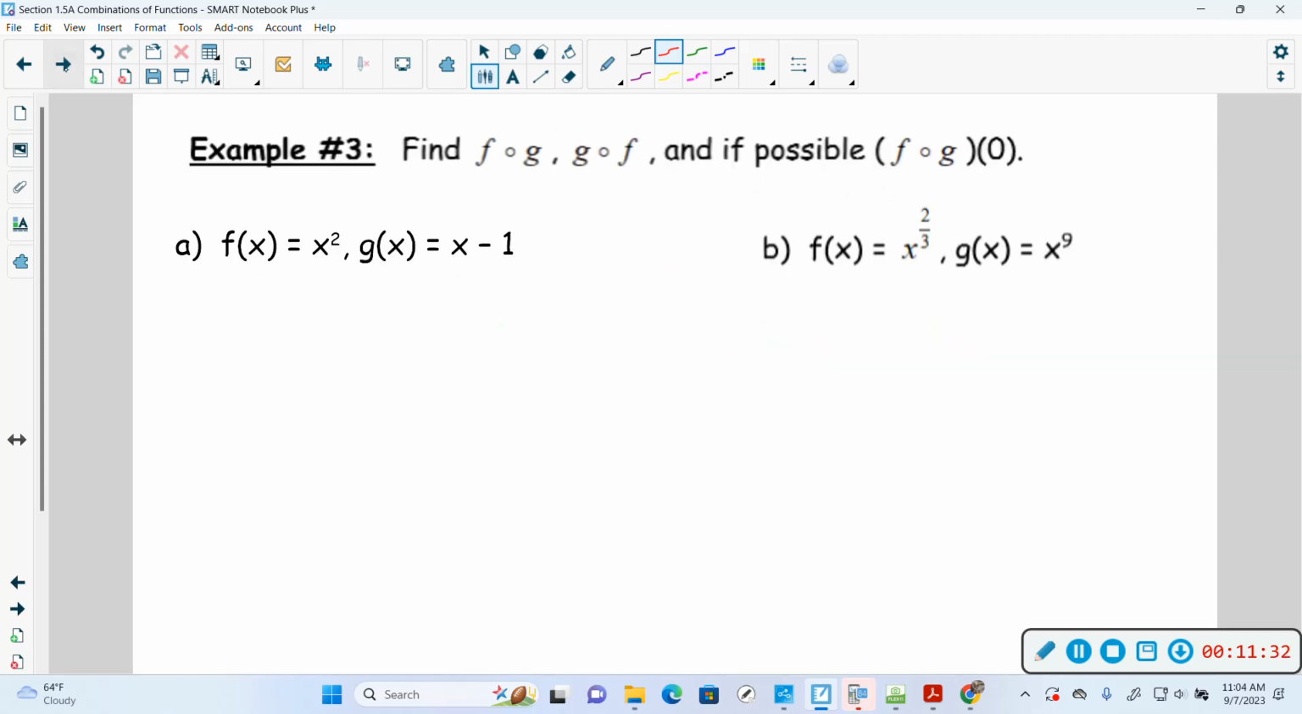So here we go. Find F of G. Great. G of F. G of F is 0. We've got to do all three. Well, let's start with F of G. Now remember, right to left. So we're putting G into F. G into F. So I'm going to replace this x with x minus 1, and then I'm going to have to square it.